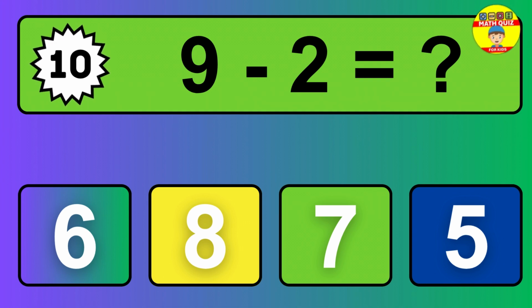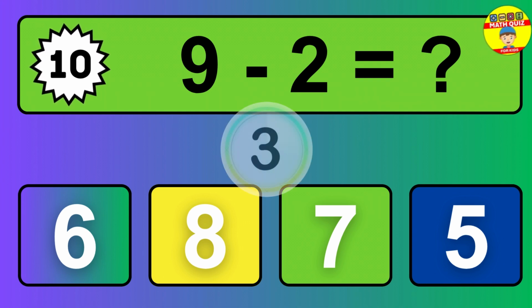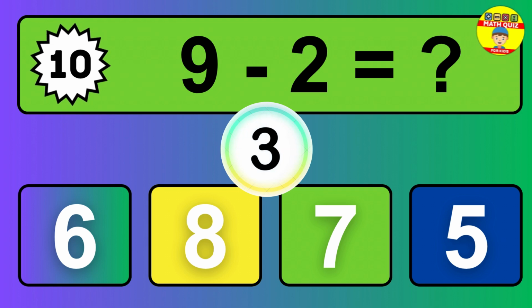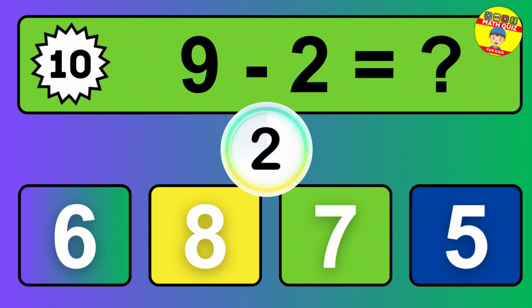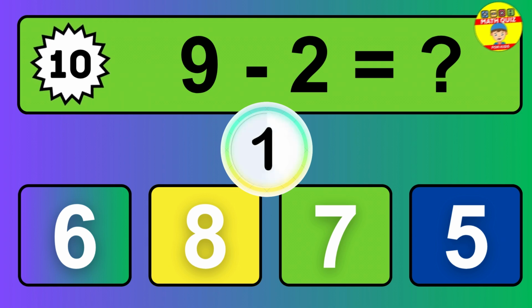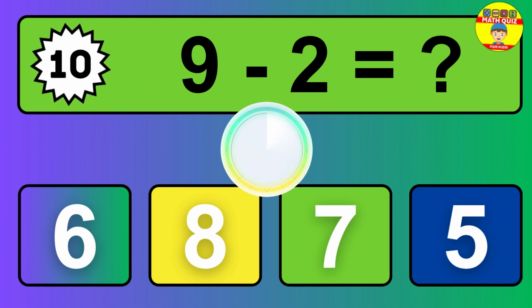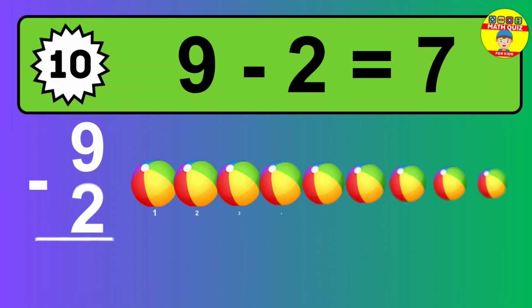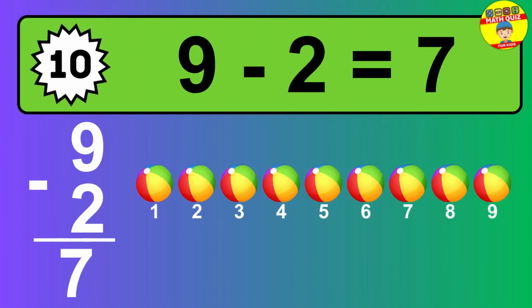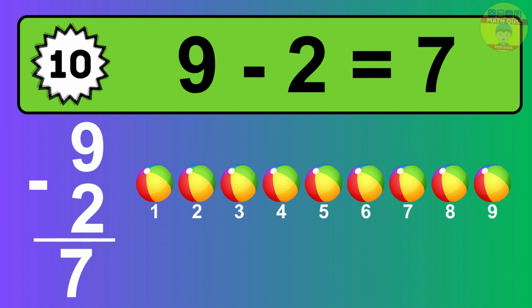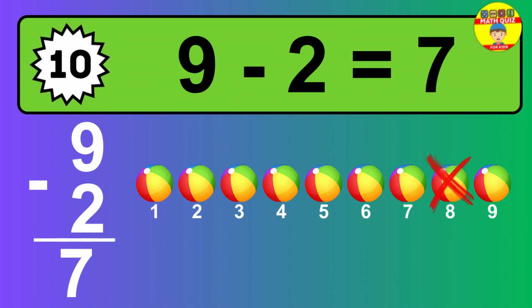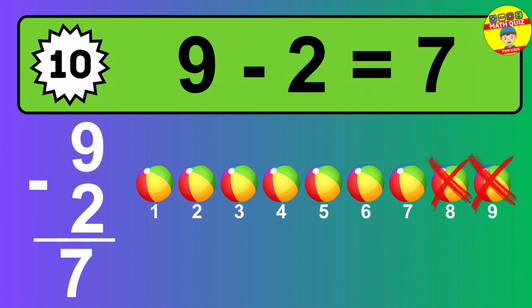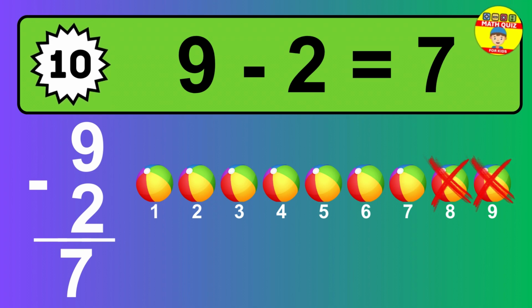Question 10. 9 minus 2 equals what? So the answer is 9 minus 2 is 7. Let's count it. 1, 2, 3, 4, 5, 6, 7.